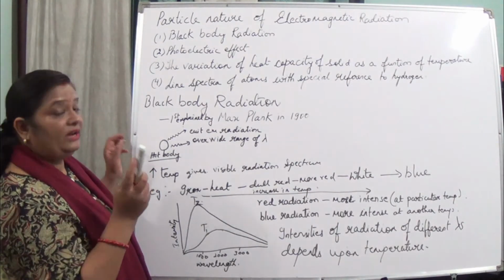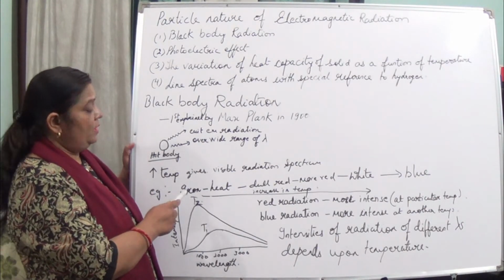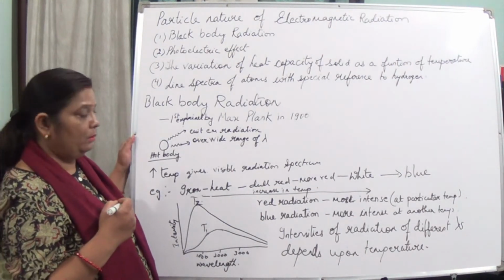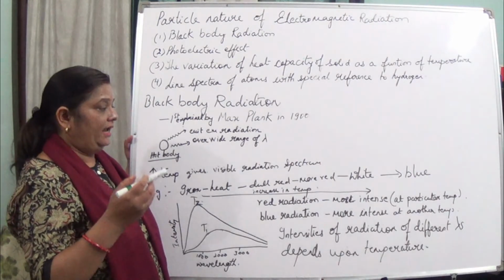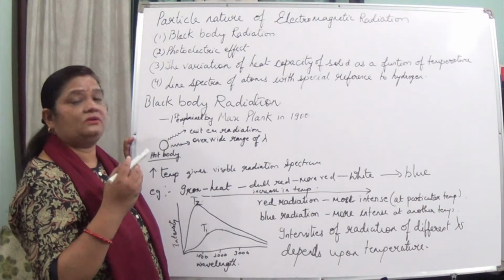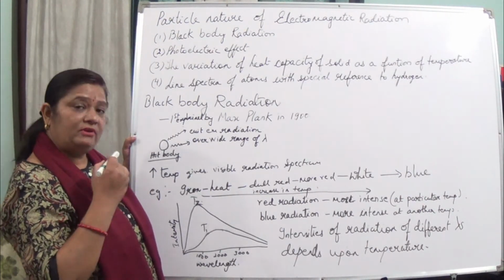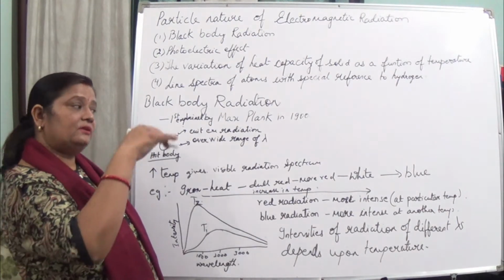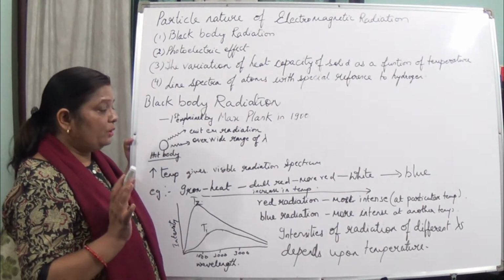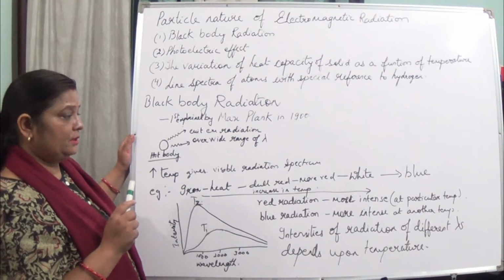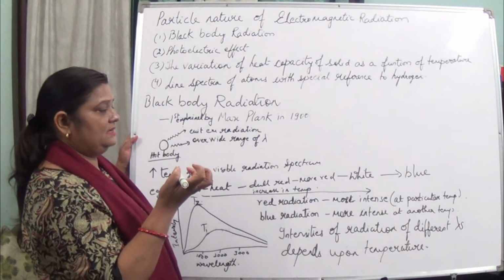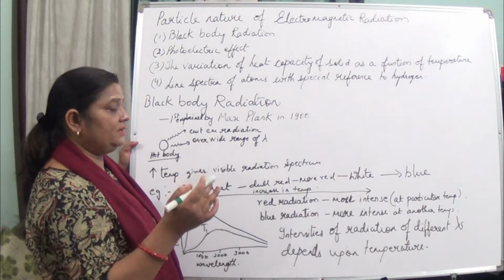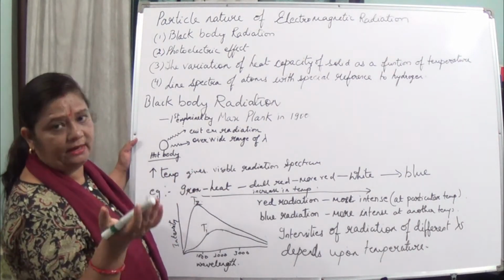For example, if we take ordinary iron and heat it, what happens? It changes its color to dull red. If we go on increasing the temperature, it changes to a more intense red. When we increase the temperature again, it changes to white, and with further increase it changes to blue. So red radiation shows its most intense color at a particular temperature, and another color like blue radiation shows its intense color at another temperature.